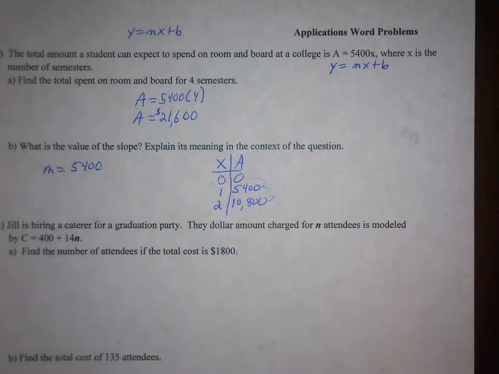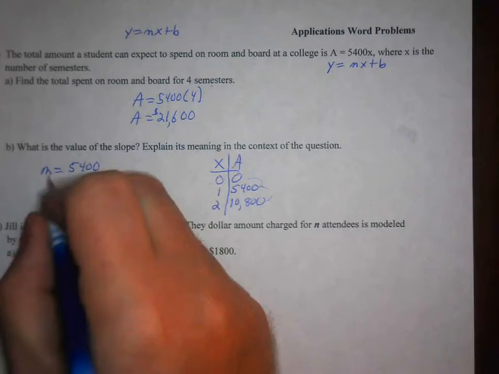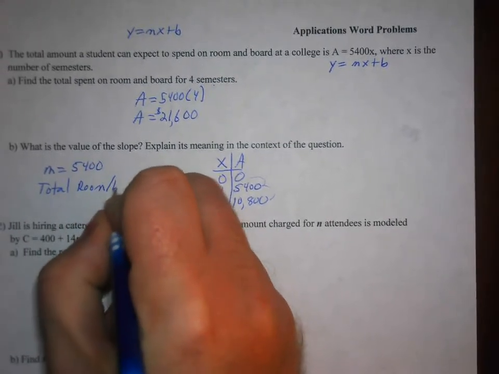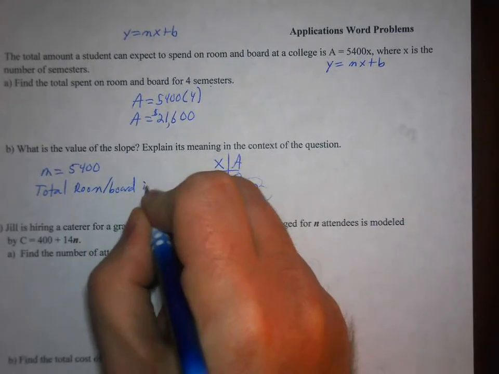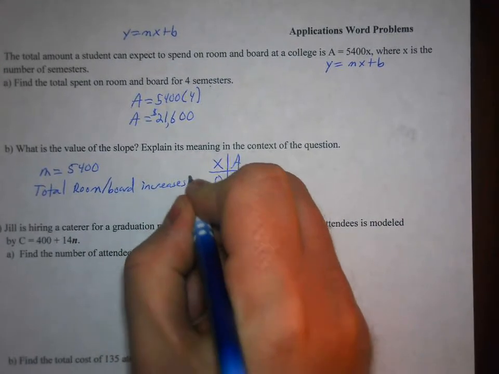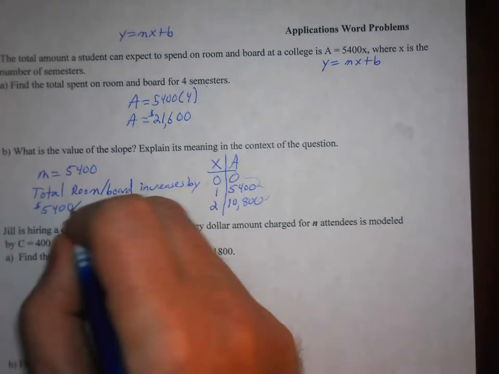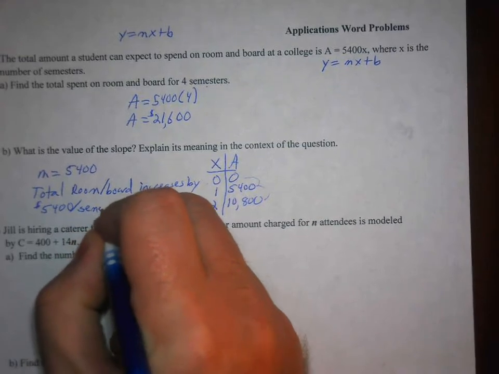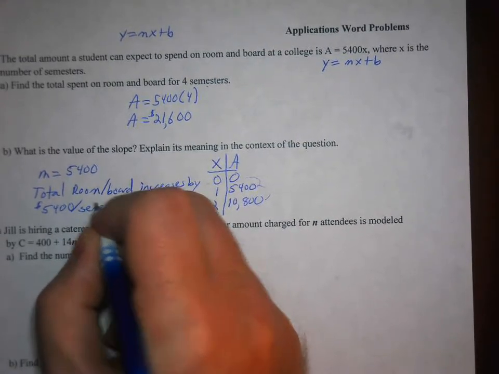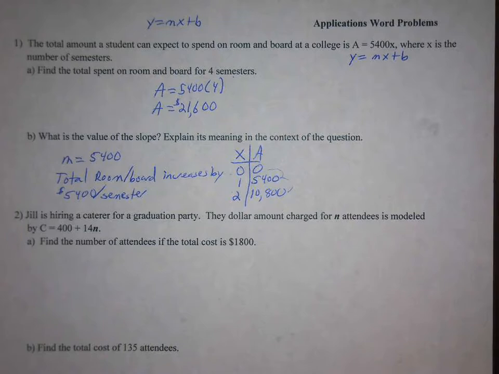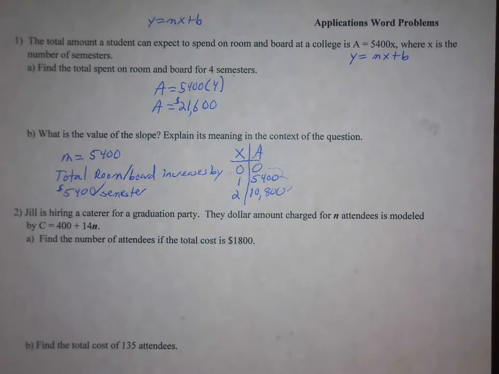So in the context of the question, the total room and board increases by $5,400 per semester. That's how you want to interpret the slope in the context of the question. So total room and board increases by $5,400 per semester.